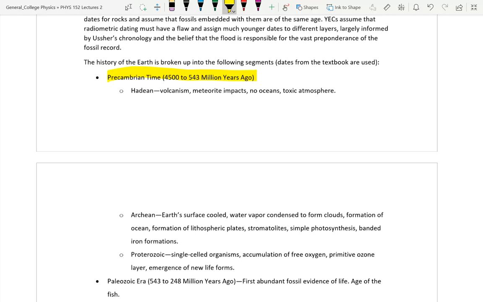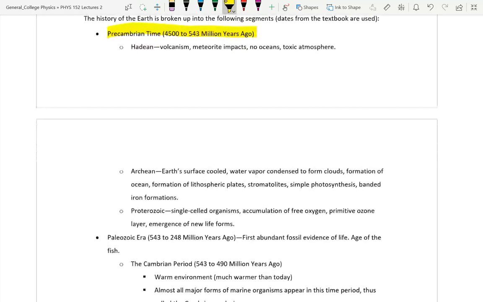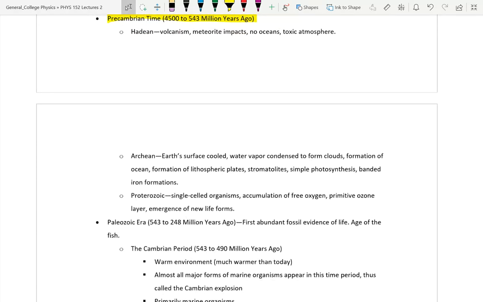We have the oldest, which was the Hadean. Remember we talked about that, like Hades, it's like hell. Hot, molten. It's an era with volcanism and meteorites, no oceans. Very toxic atmosphere.